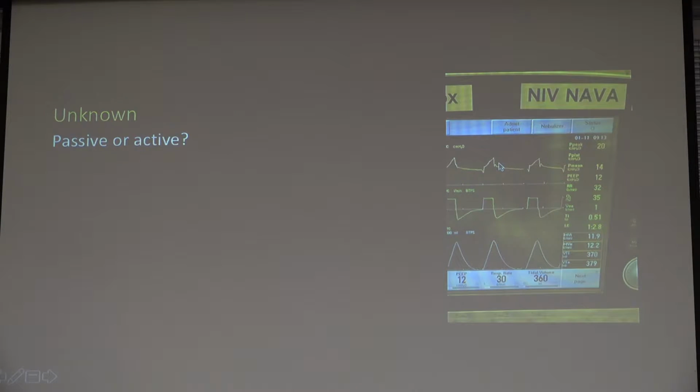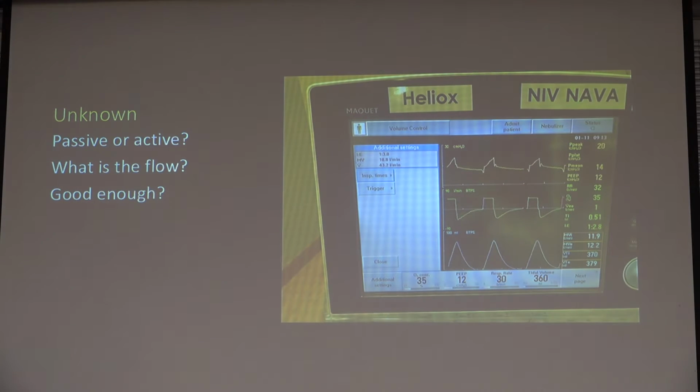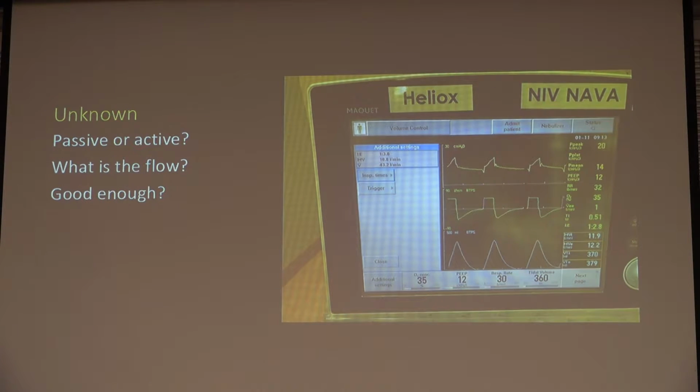So what is the flow on this patient? Again, I don't know exactly what it is, but I'll show you what it is. So flow is set, and sorry, screens are asynchronous here. So flow on this patient is set about 43. Again, that's a fairly commonly set flow that I see in patients.